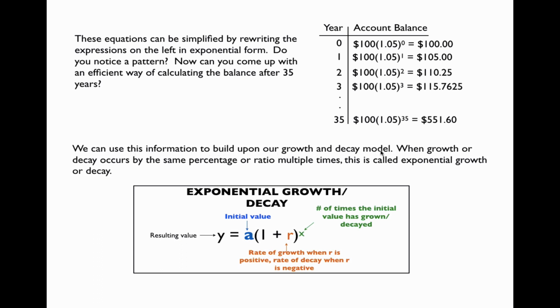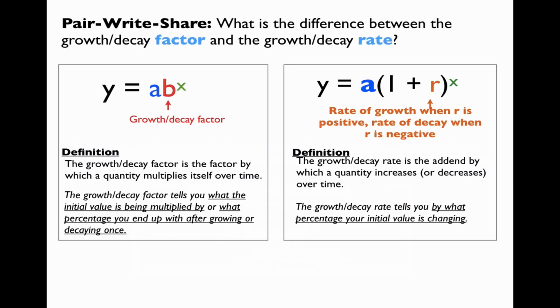When growth or decay occurs by the same percentage or ratio multiple times, this is called exponential growth or decay. And so now our model is just like our growth and decay model, but now we've added our little exponent to represent repeated growth or decay. And just remember, the value of r is positive when we're growing, and it's negative when we're decaying.